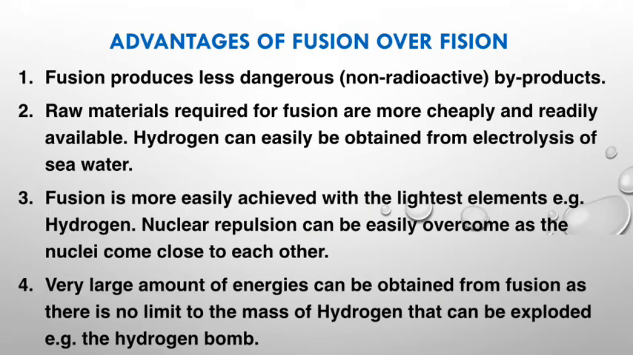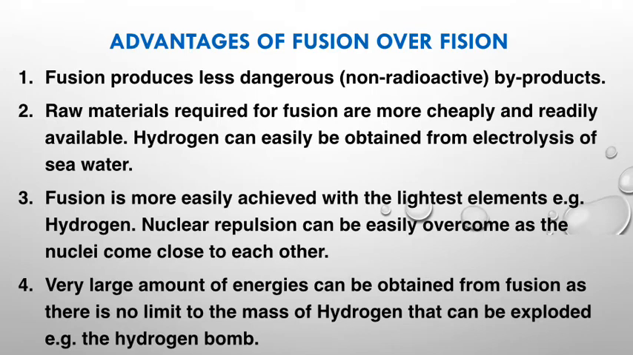Even though it is very difficult to fulfill, nuclear fusion actually has some advantages over nuclear fission. Nuclear fusion produces less dangerous byproducts. For instance, when deuterium and tritium come together to form helium, helium is non-radioactive. It is not a dangerous byproduct. Unlike splitting uranium to form krypton and barium, which are radioactive in themselves.